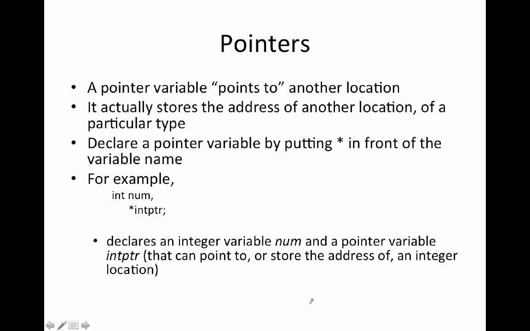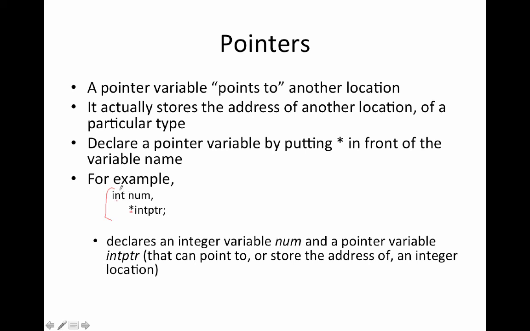Now a pointer variable points to another location. What it really does is store the address of another location of a particular type. You declare a pointer variable by putting the little asterisk or star in front of the variable name. So here, for example, I'm declaring two variables. I'm declaring num to be an integer variable, and I'm declaring intptr, short for integer pointer, to be a pointer. By putting the little asterisk here, that says it's a pointer to an integer location.